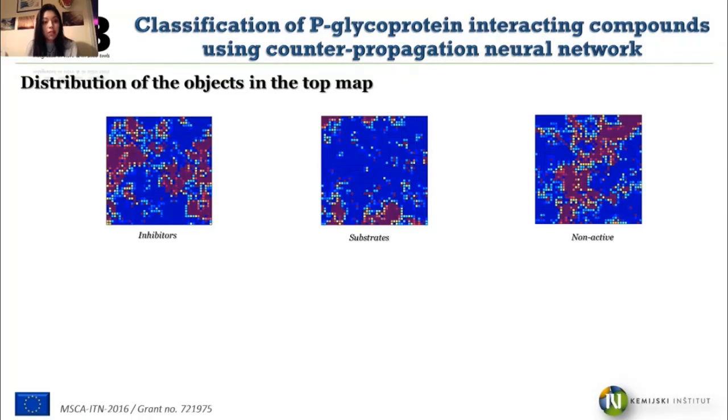Here we have the distribution of the objects in the top map of the network. The red squares indicate the compounds belonging to the specific class. The separation of the classes was good because each class is clustered in different regions of the network. However, a complete separation wasn't possible even with larger networks due to the high structural similarities between the compounds belonging to different classes.